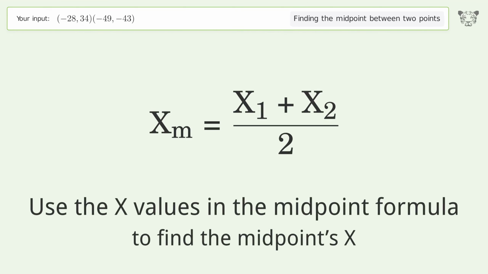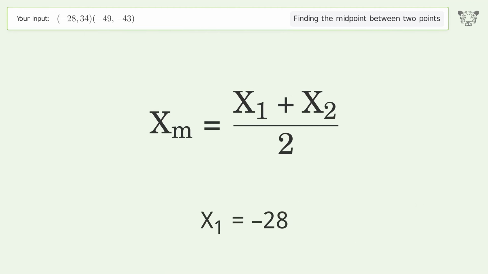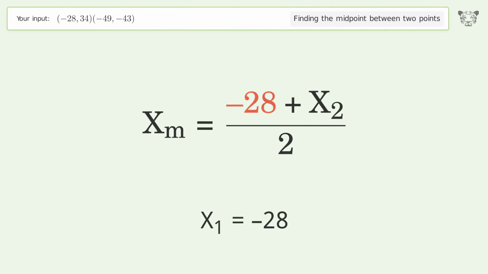Use the x values in the midpoint formula to find the midpoint's x. x1 equals -28. x2 equals -49. Simplify the arithmetic.